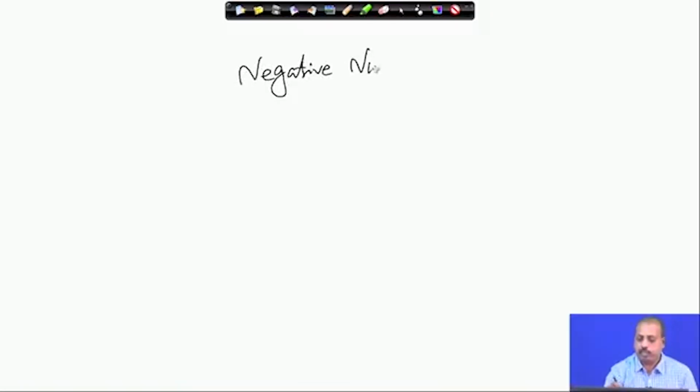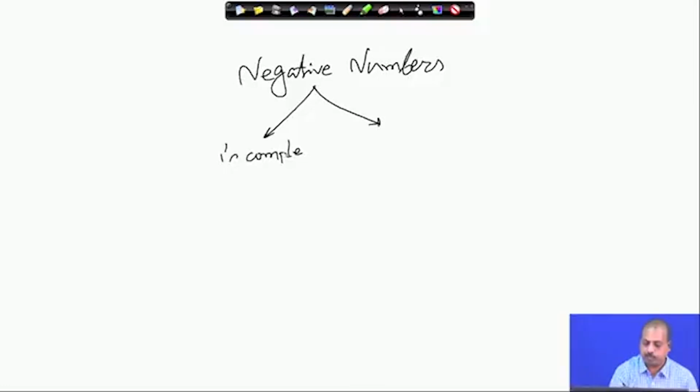For negative number storage, we have to think about some special representation. When we are talking about the binary number system, negative numbers are handled in two different ways. One representation is known as 1's complement representation, and the other is known as 2's complement representation. In 1's complement representation, we take the complement of each of the bits to represent a negative number.